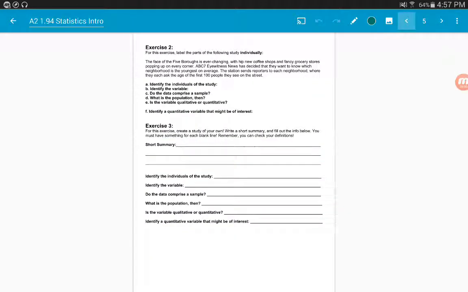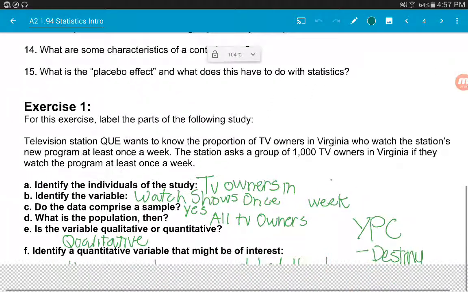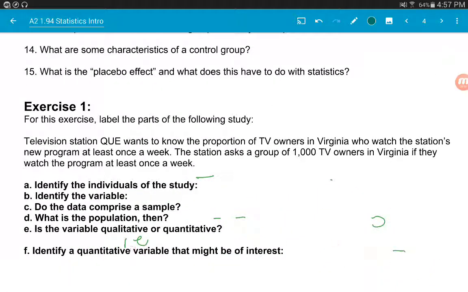Now here's the way that we're going to fill out the 2 questions for homework. I don't want all of this. Okay. For this exercise, we're just labeling the parts of the following studies.